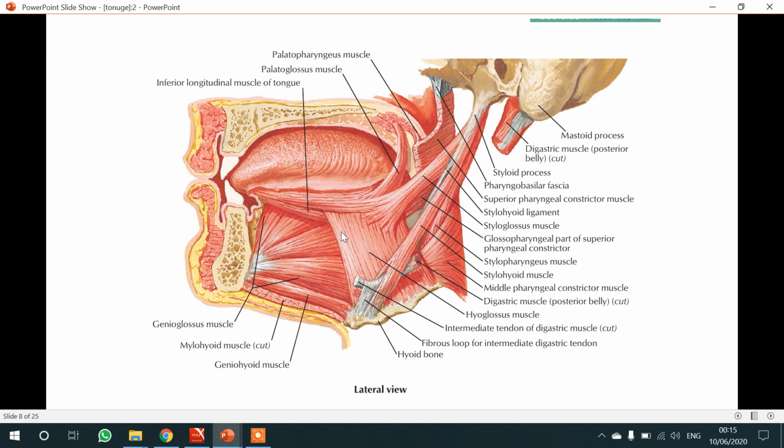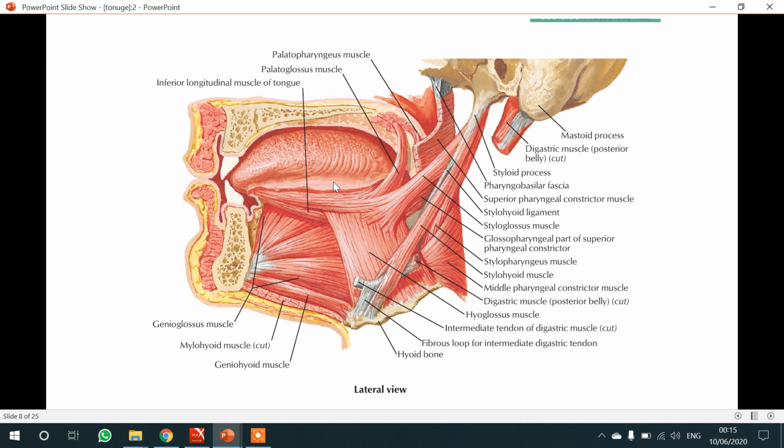As the name gives you a clue, one group of muscles is present outside the tongue. For example, here is the tongue, and these muscles are present here. All these muscles are present outside the tongue, so these are the extrinsic muscles of the tongue. But the second group of muscles is present within the tongue itself, which you will be seeing in a while.